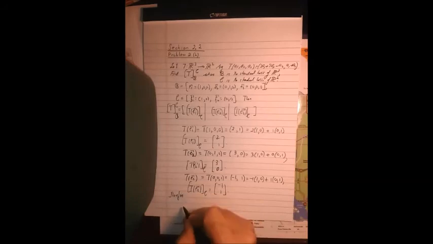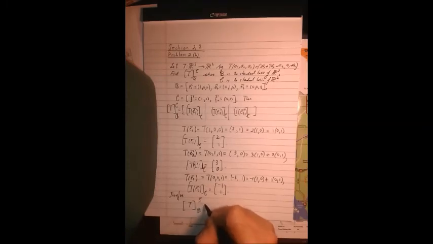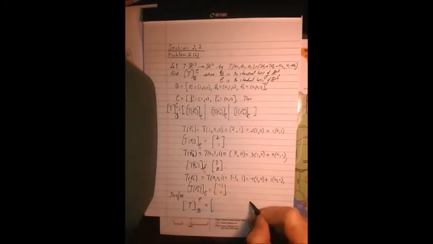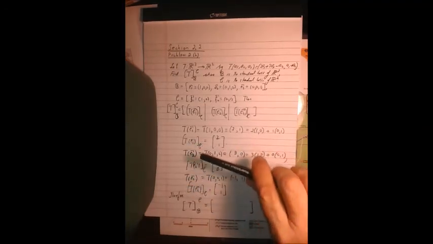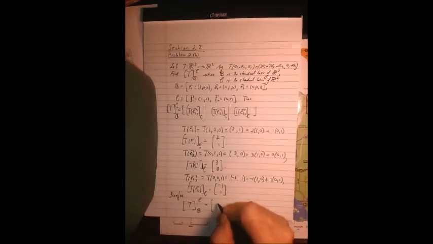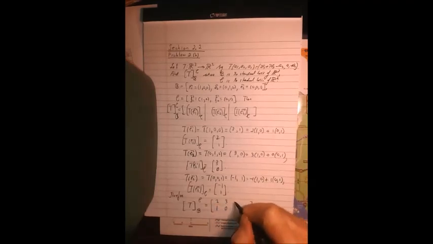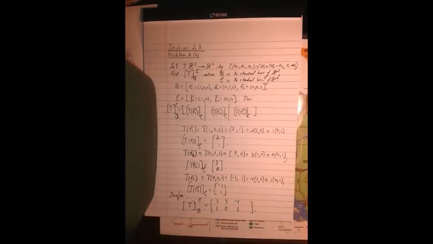So therefore, the matrix of the transformation T relative to the bases B and C is obtained by putting these three columns into our matrix. So the first column is (2, 1), the second column is (3, 0), and the last column is (-1, 1), and that's the solution to the problem.